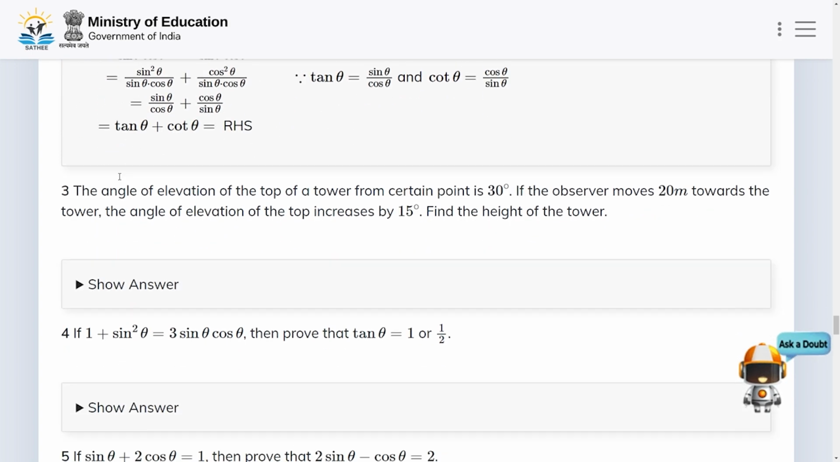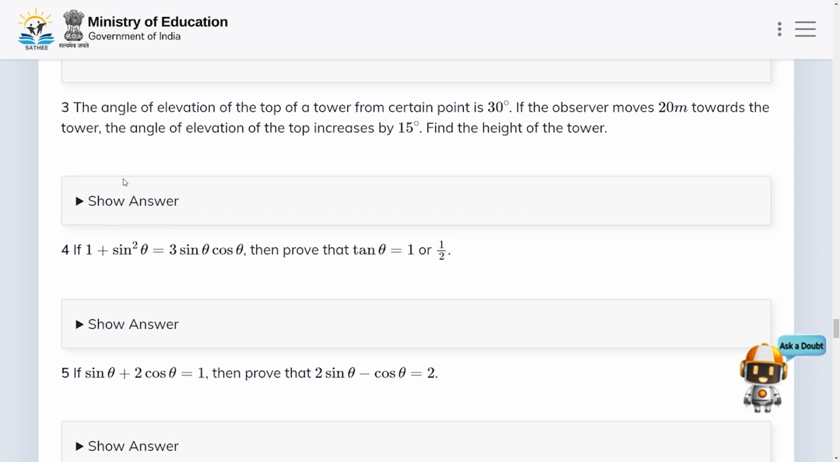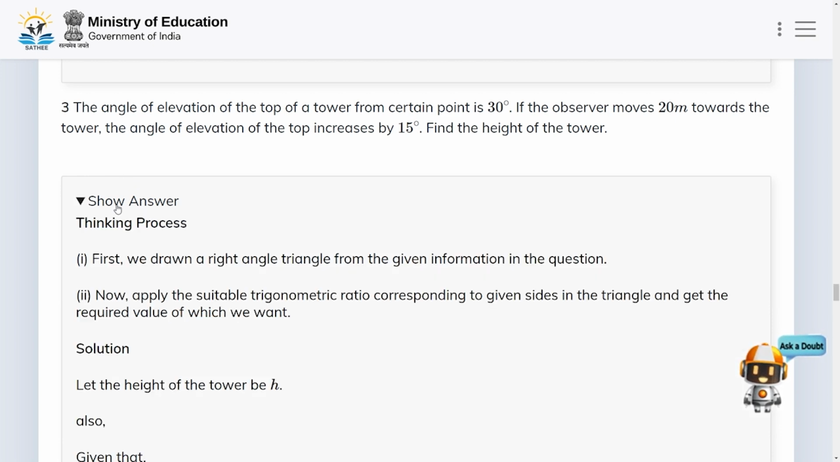In the next problem, we have the angle of elevation of the top of a tower from a certain point is 30 degrees. If the observer moves 20 meters towards the tower, the angle of elevation of the top increases by 15 degrees. Then find the height of the tower. Okay, so let us find the height of the tower.